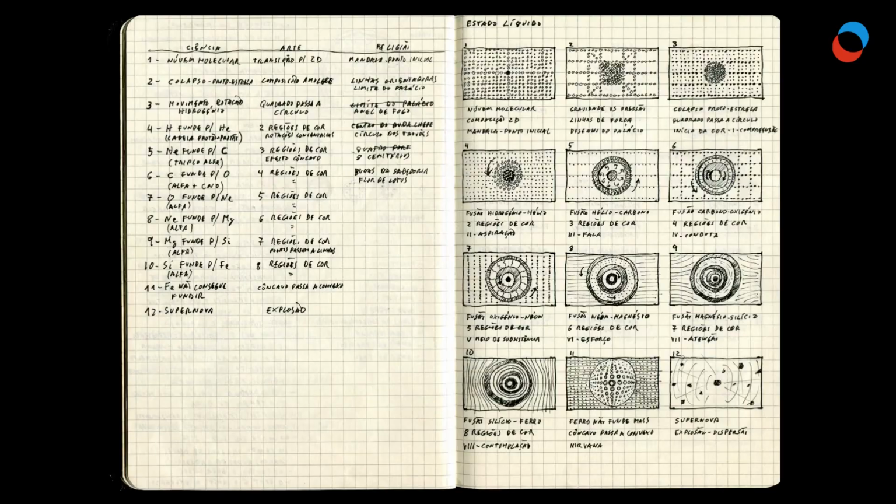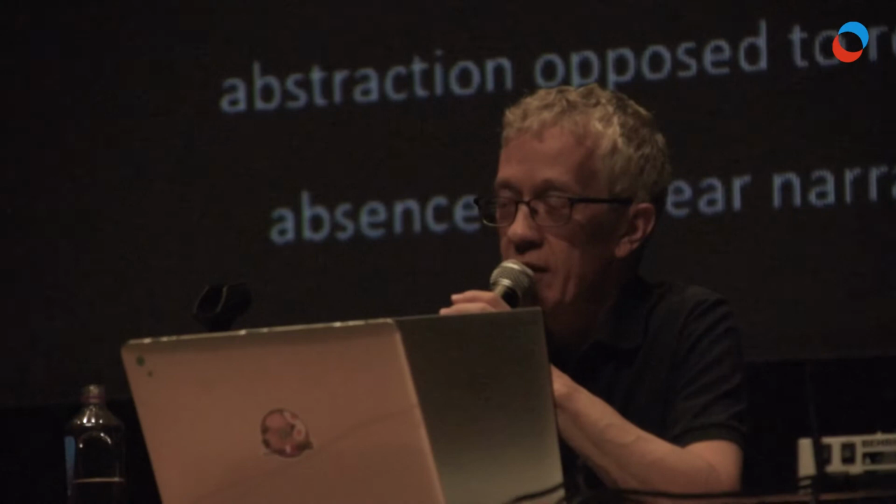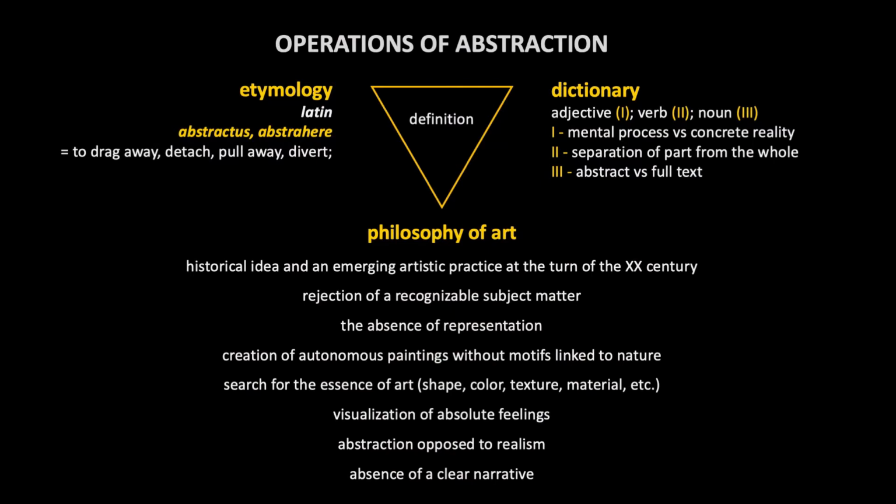I would like to talk a little bit about the specific operations of abstraction of the film. From the dictionary, we got these three ideas: a mental process, a separation of a part from a whole, or a simplification or a convention of designation of something.